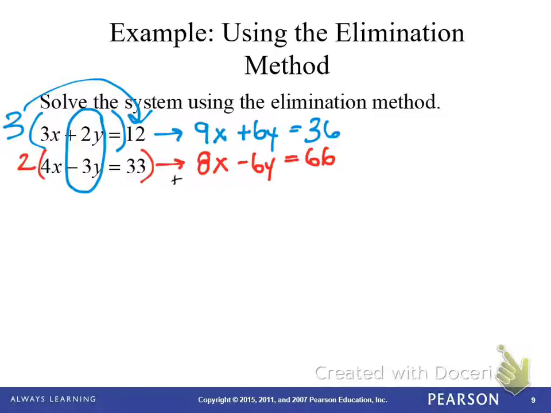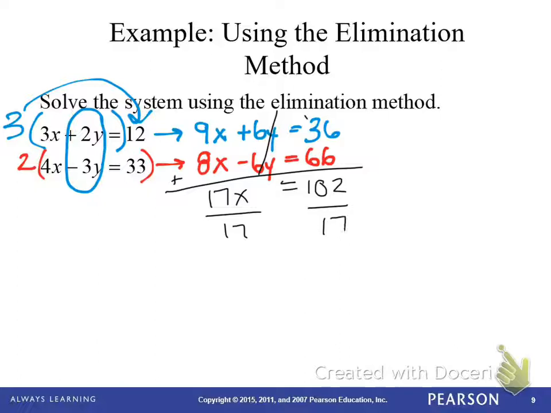So now I can just go and add them up together. And so I get 17x, my y's canceled out to 0. 36 plus 66 is going to be 102. So the last thing I need to do is go and divide by 17. And so 102 divided by 17 is equal to 6. So in this case, x equals 6.